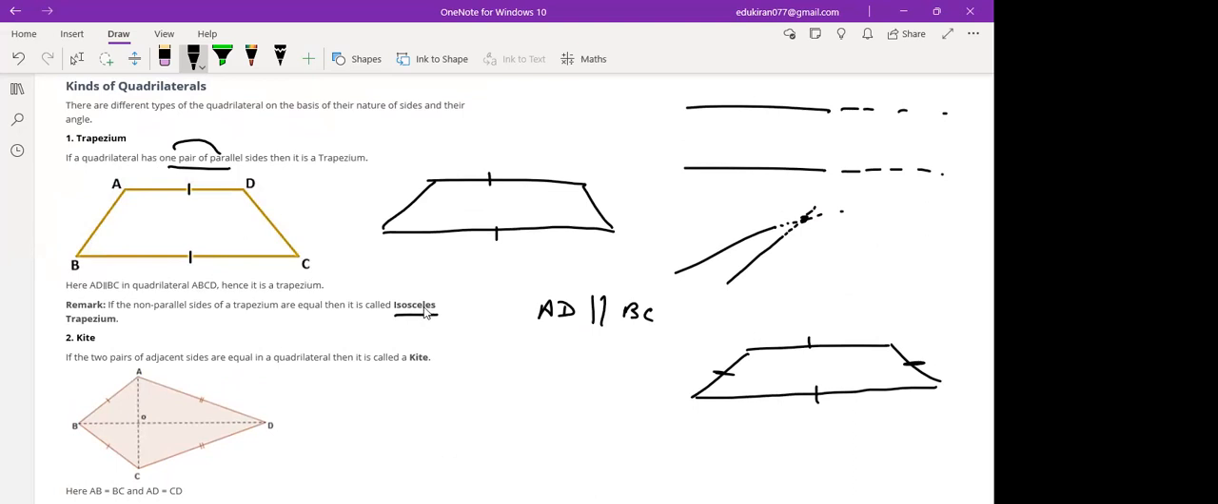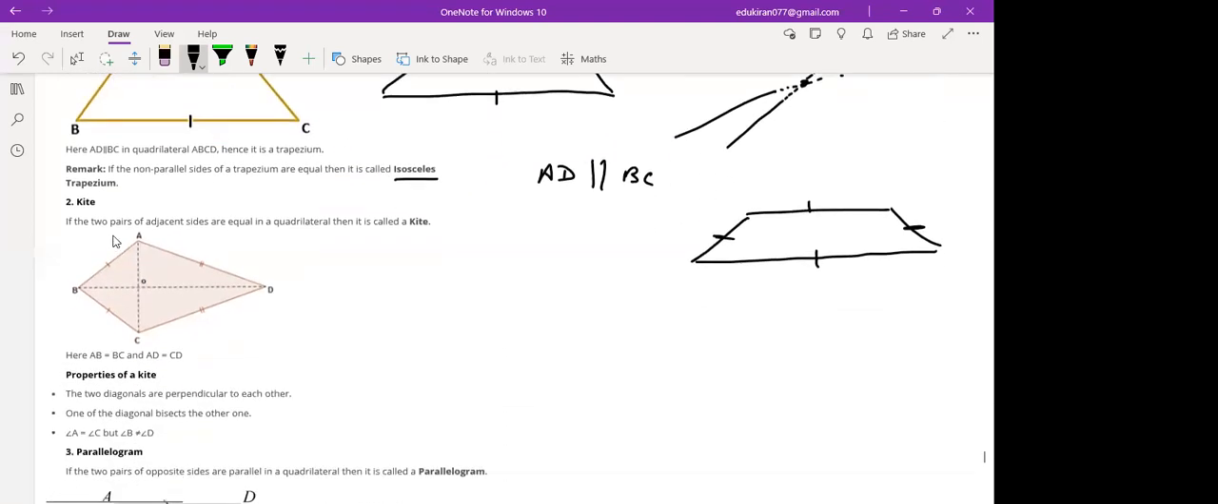Clear, Sindhu? Yes. Okay, you need to learn this: if a quadrilateral has one pair of parallel sides, then it is a trapezium. And in a kite, two pairs of adjacent sides are equal. Now, ma'am, what is this adjacent side? Adjacent means one after another. For example, if this is a side and after this another side is coming, so this is called adjacent.